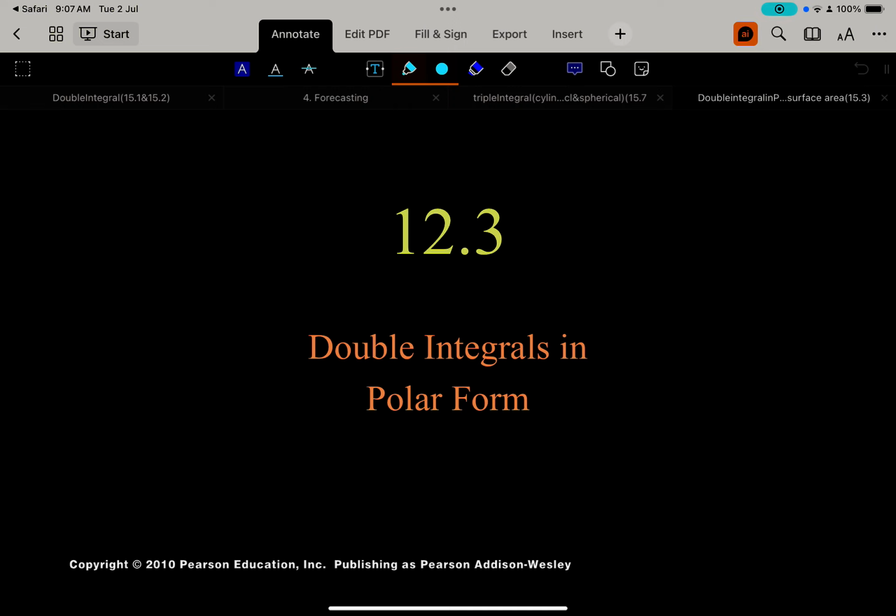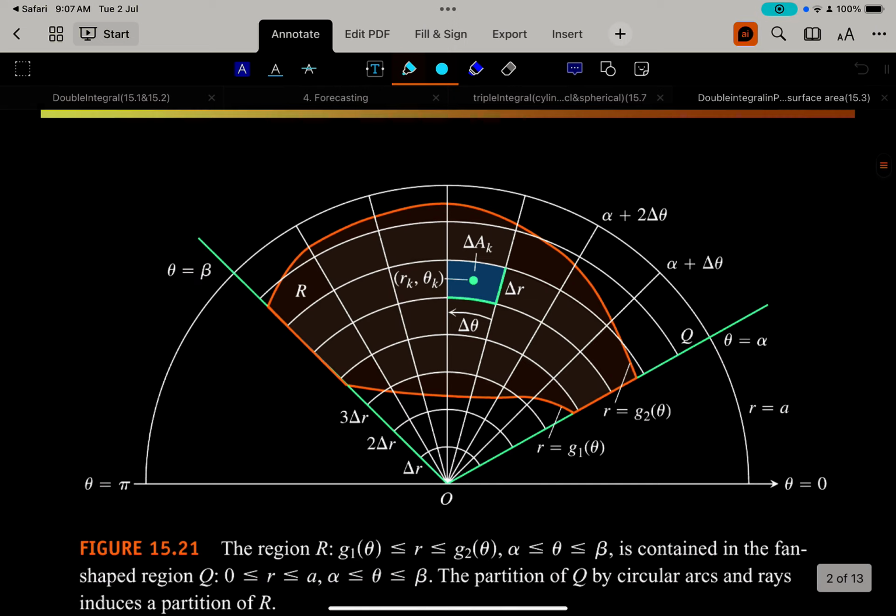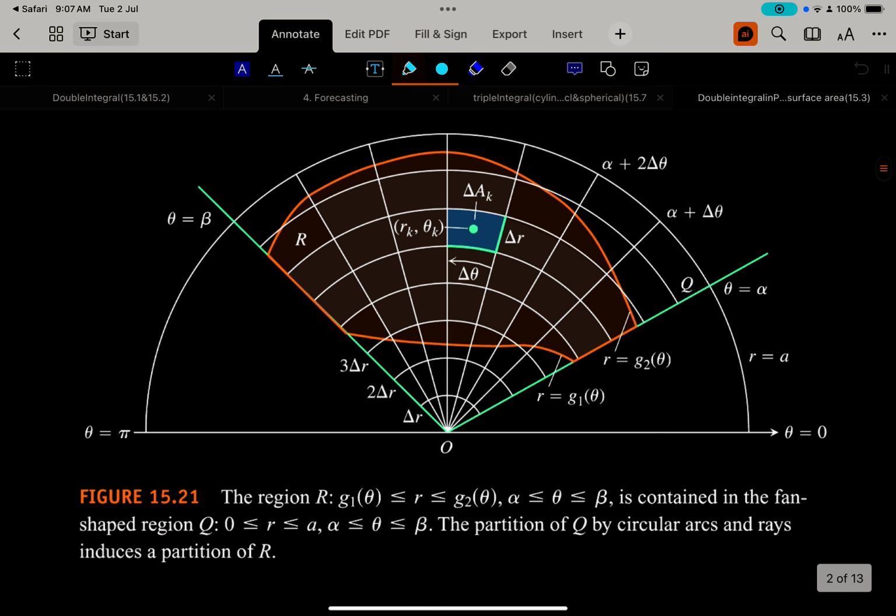Today we're gonna discuss double integrals in the polar form. First of all, we have a picture here on the polar coordinates and how we convert from regular coordinates to the polar coordinates. And as you can see, we have two functions here.